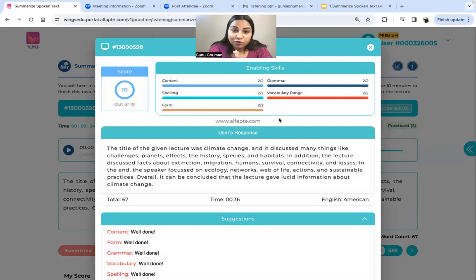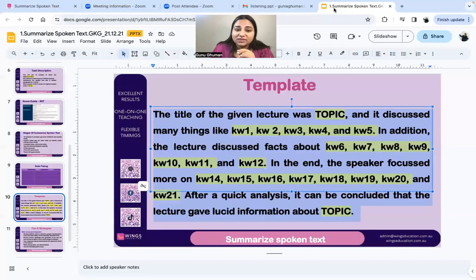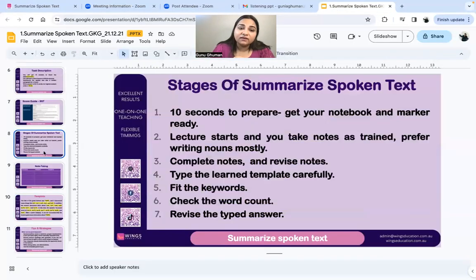So you have to remember there's one crucial step that is in the end, that is to revise your typed answer. You miss that, you're going to lose marks just because of carelessness. Okay. So that's all about your summarized spoken text.